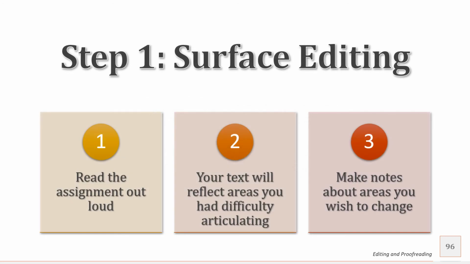Step 1 is commonly known as surface editing. This means simply looking at your assignment and identifying areas you had issues writing. It's recommended that you read your assignment out loud, or even get a friend to read it out loud while you listen. This should help you identify areas that are not clear or areas that you had difficulty articulating in the written word. These areas need to be highlighted, and you should make notes about what exactly you wish to change.